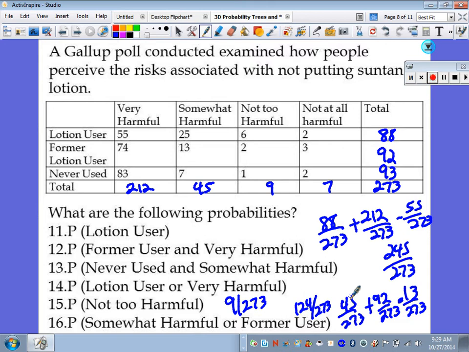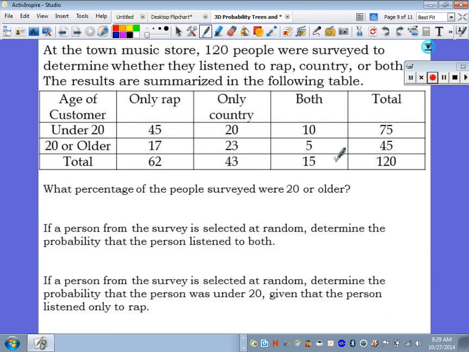Now we just have a couple of more to do. These are much shorter. Again, please know that you can pause and go back or whatever you need to do. Okay, this one, the total's already there. So now you want to survey what percentage of people were 20 and older. Okay, because you have under 20, 20 and older, and then what kind of music they listen to. So this one, 45 over 120. If you don't reduce down, don't worry about it.